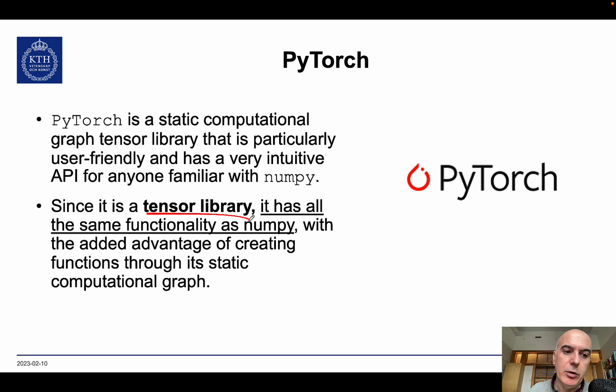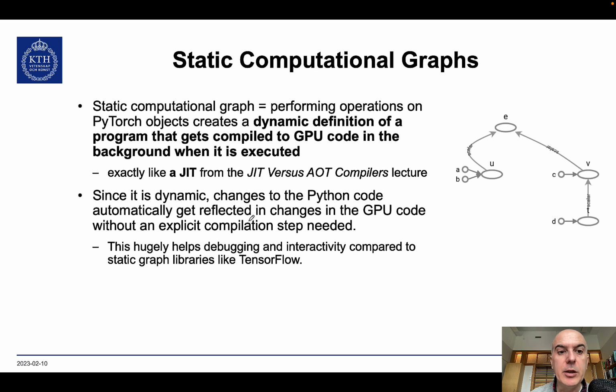So it has all the same functionalities as NumPy, with the added advantage of creating functions through a so-called static computational graph. But what is a static computational graph? A static computational graph means performing operations on PyTorch objects creates a dynamic definition of a program that gets compiled to GPU in the background when it is executed. So this is very much like the just-in-time technologies that we saw in the JIT versus AOT compilers lecture.